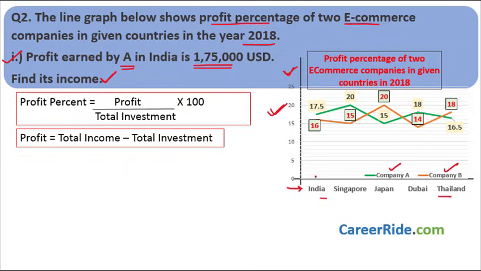Now it is given that for India, the green line is the first data. 17.5 is the profit percentage of company A in India, okay? Now what is the profit? Profit is my total income minus the total investment that I have made. This is very simple mathematics that all of us understand. And if I have to find the profit percentage, it just means the profit that I have earned divided by the total investment into 100.